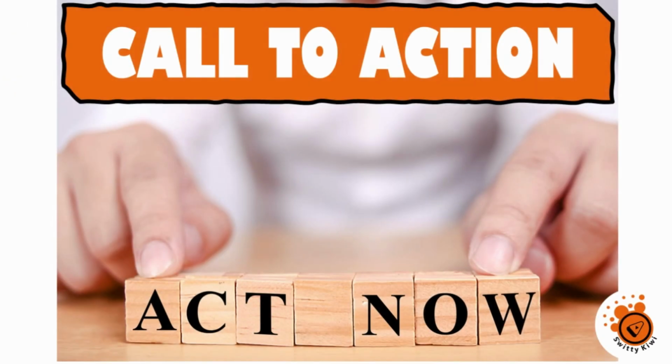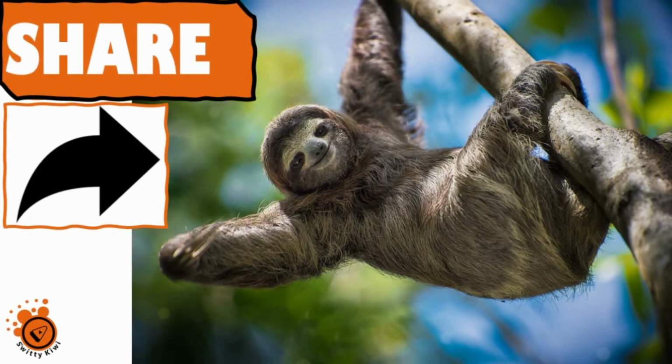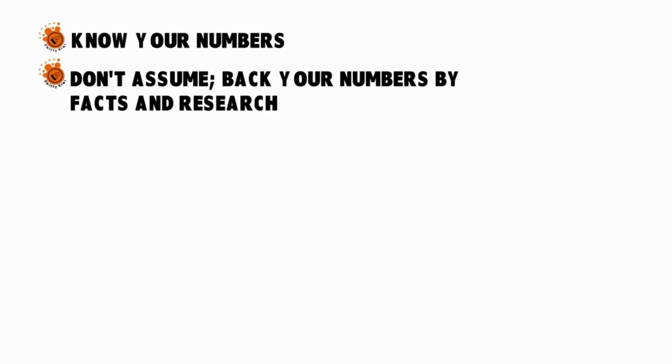Now, here is today's call to action. Today's call to action is pretty simple. If your dream is to get into the Amazon FBA game using retail arbitrage, please know your numbers. Never assume. Back your numbers by fact and research. Research the products you want to sell. Research the stores. Research the competition. Research customer reviews. Know what's working, what's not working.